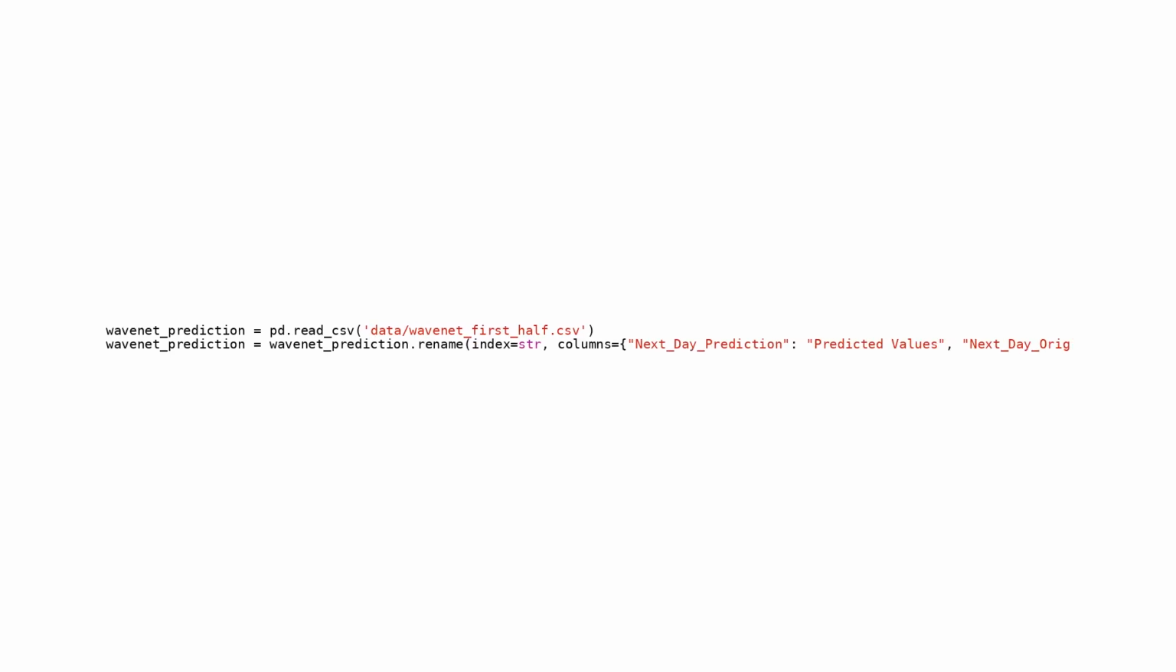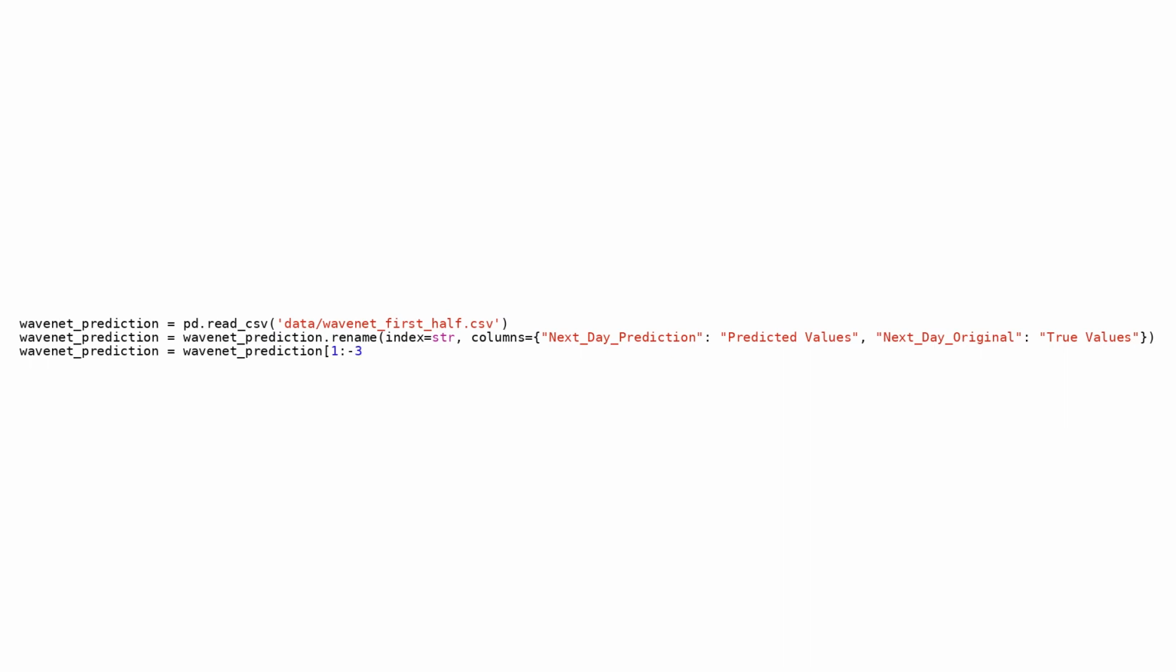This Python snippet reads a CSV file and renames columns in a data frame before modifying it by removing certain rows. The updated data frame is then stored under the original variable name.